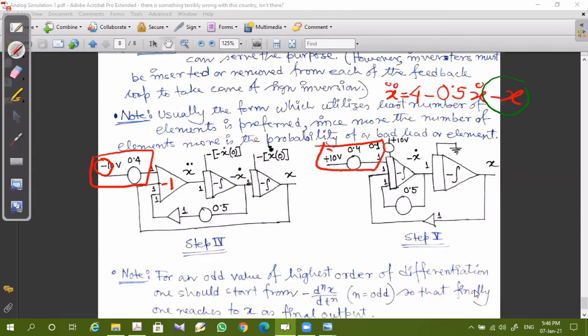Now this becomes plus 10 volt. Understood? Because we have withdrawn an inverter. Next step.